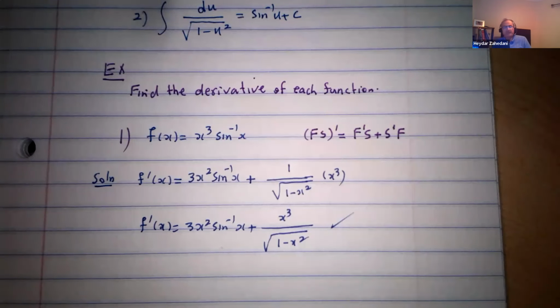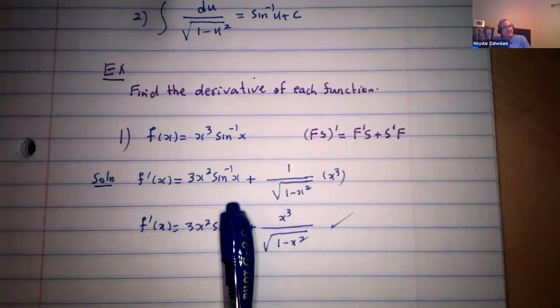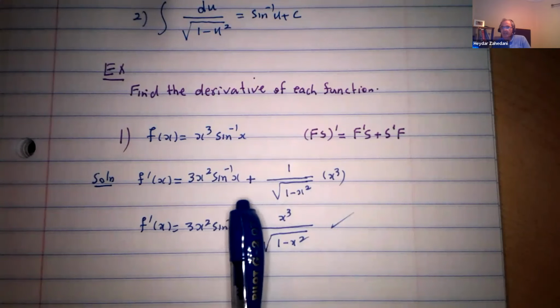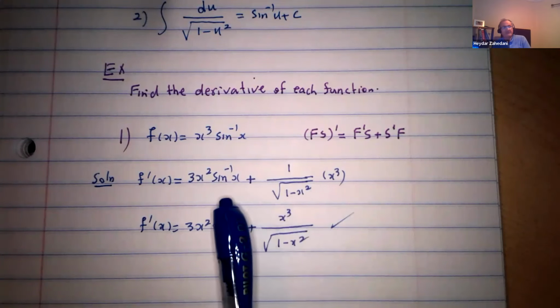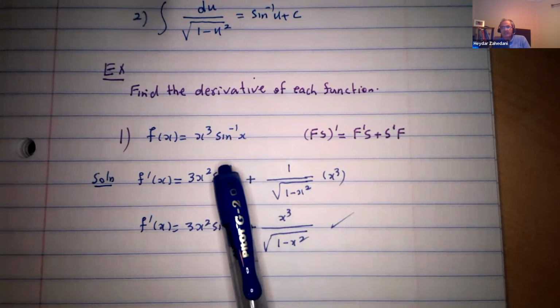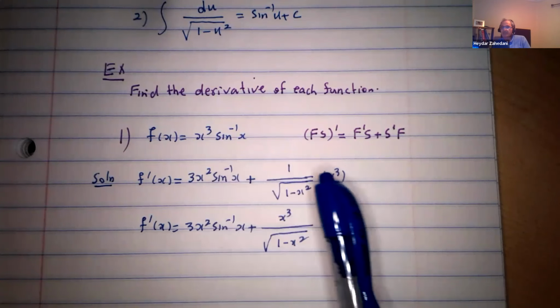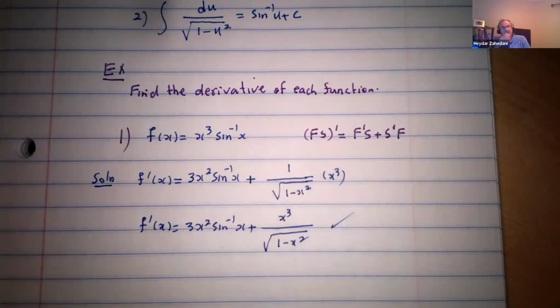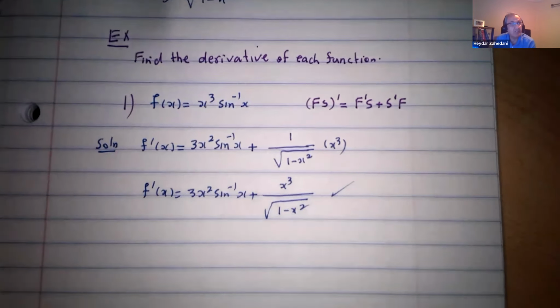Okay, so it's a product of two functions, so we apply the product rule to differentiate it. Derivative of the first one, the derivative of x cubed, is 3x squared times the second one, sine inverse, plus the derivative of the second times the first. The second one is sine inverse, so the derivative is 1 over radical 1 minus x squared times the first. No chance for simplification, and we're done. Okay, so that's going to be type 1.